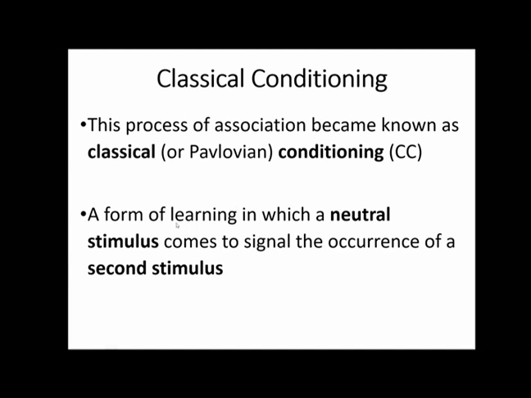This classical conditioning is going to be a form of learning in which a neutral stimulus comes to signal the occurrence of some second stimulus. So in this case, our neutral stimulus is the sound of the bell over the door. And that sound of the bell is indicating the occurrence of a second stimulus, which would be the dogs getting their food for breakfast. So that sound of a bell elicits that response because the dogs know that food is coming.